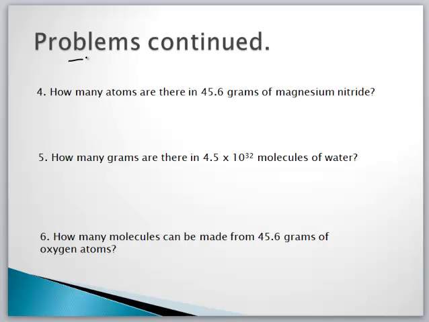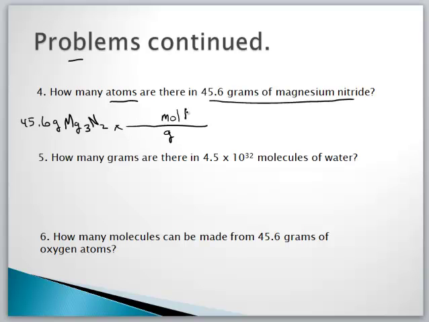Okay, let's take a look at the last 3 problems in your packet. We're looking for atoms starting with 45.6 grams of magnesium nitride. So let's start with our value, 45.6 grams. The formula for magnesium nitride is Mg3N2. The first thing that we're going to do is make our conversion and put grams in the denominator, and we're going to go to moles of Mg3N2. So remember, it's 1 mole, and then add up the molar mass of magnesium nitride.